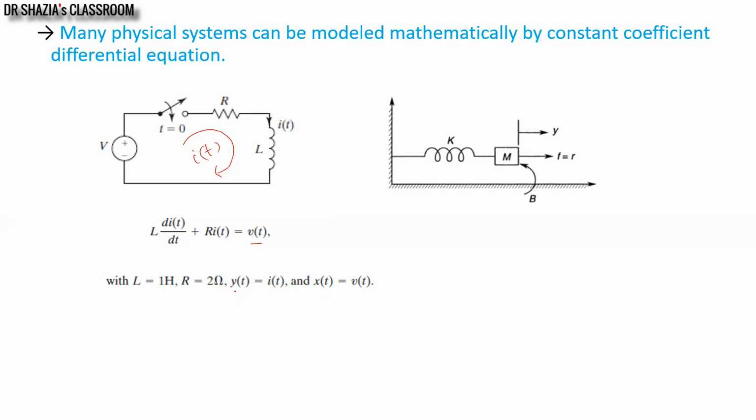Then this particular loop equation can be written as a constant coefficient differential equation. I am putting L as 1, so dy by dt plus R, which is 2, times y(t) equals x(t). Similarly, many physical systems can be modeled by constant coefficient differential equations.